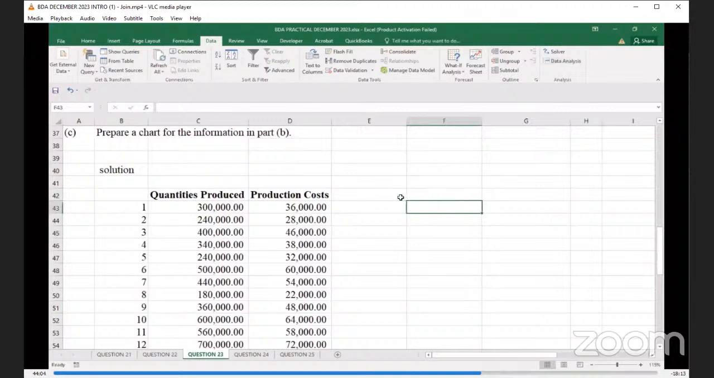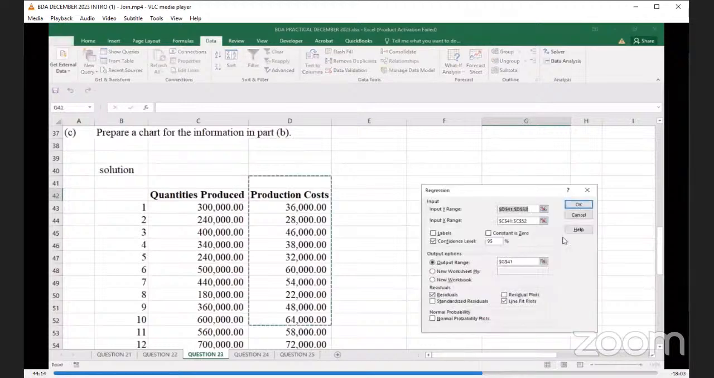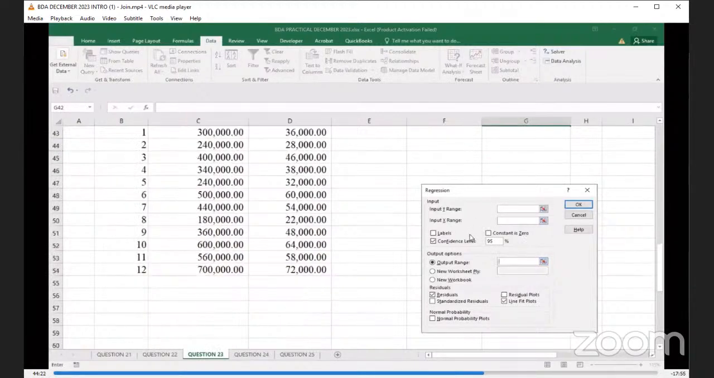How will we go about it? I'm going to have our regression. So therefore, I'm going to go to my data analysis. We select our regression at that point, right? So basically, these are the details. You should be having it 0 like that.